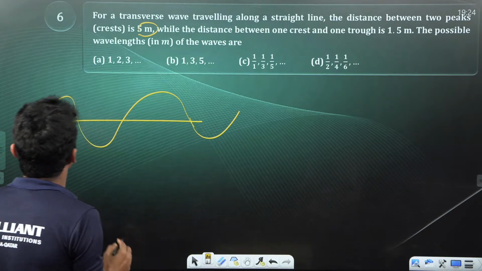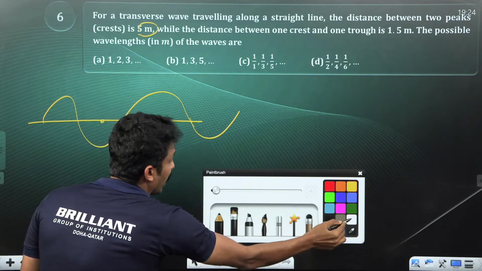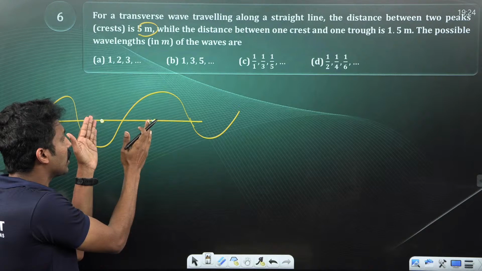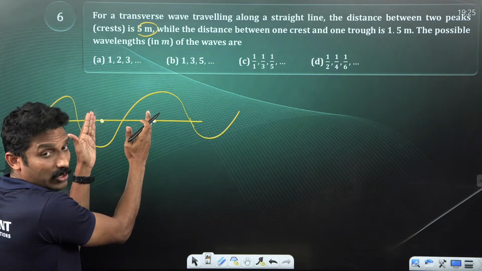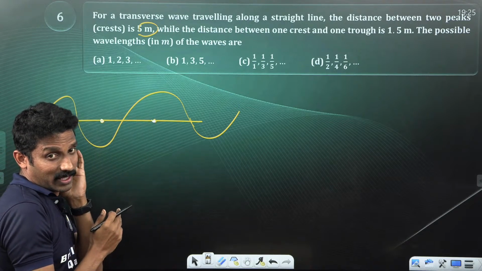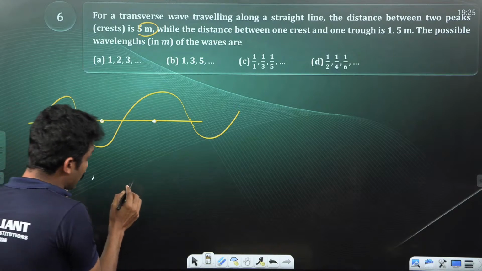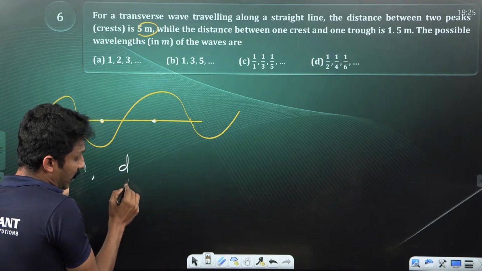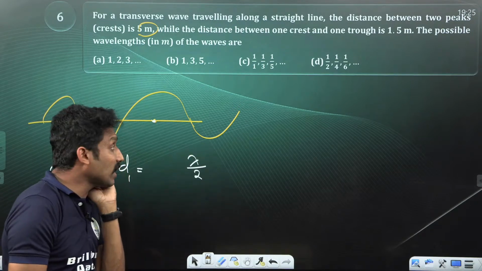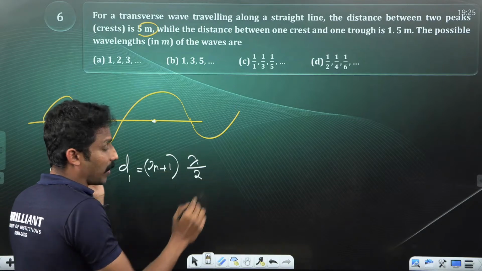Okay, see the distance between a trough and a crest, you consider this. See, this is the minimum distance between a trough and a crest, and it includes a lambda by 2. This is lambda by 4, and this is lambda by 4, and this is lambda by 2. Isn't it? So we understand the distance between crest and trough. I may write this d1 is equal to some multiple of lambda by 2. And when we closely examine that, we understand this is 2n plus 1 times of lambda by 2.